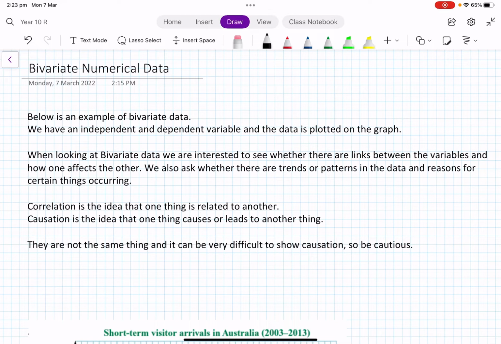So correlation is simply the idea that it seems to be that one thing relates to another. So, classic case is to say that, okay, when lots of people smoke, there seems to be a higher rate of lung disease in those people. The next level is to say causation, that one thing leads to or causes the other. And that's much harder to show is actually the case.